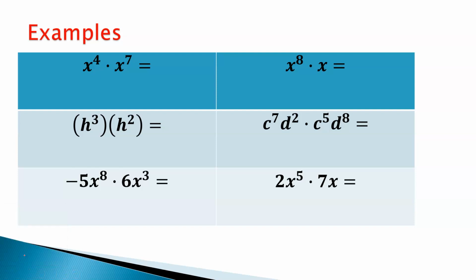All right, so for the first one here, x to the 4th times x to the 7th. I realize that, hey, I am multiplying. I have the same base, x and x. So what's the shortcut say? What does that property, product of powers, say?